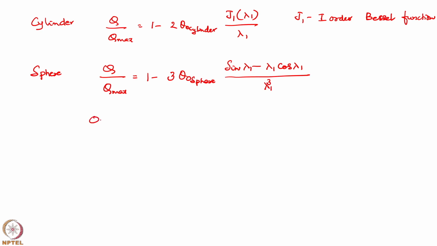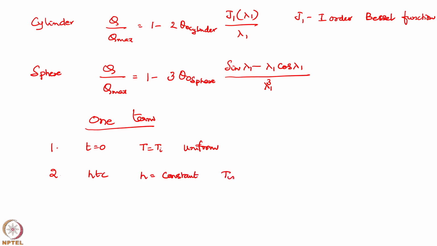So, these one term solutions are valid under certain circumstances, that is at t equal to 0 the temperature is Ti and it is uniform throughout the body, and the heat transfer coefficient h is constant and also T infinity is constant, it does not vary with time, and there is no energy generation term. Then only these solutions that we have given are valid.